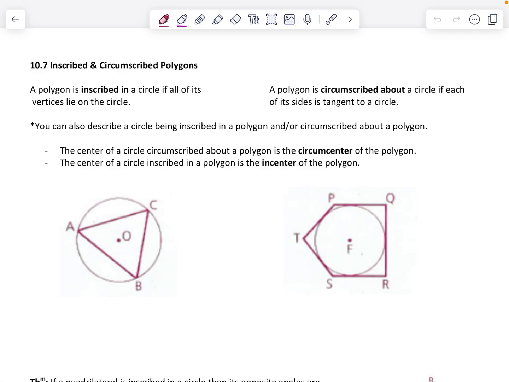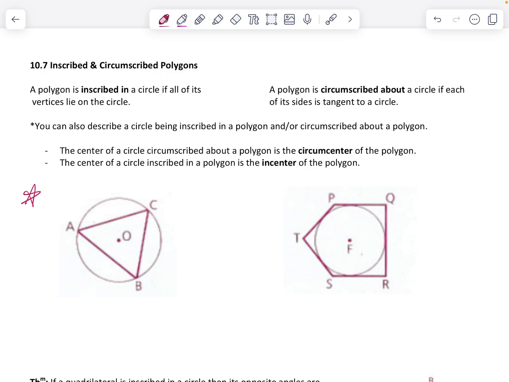All right, 10.7, inscribed and circumscribed polygons. Now, inscribed: a polygon is inscribed in a circle if all of its vertices lie on the circle. So in this diagram right here, this triangle is inscribed in the circle, all the vertices are on the circle. I always think inscribed, inside.